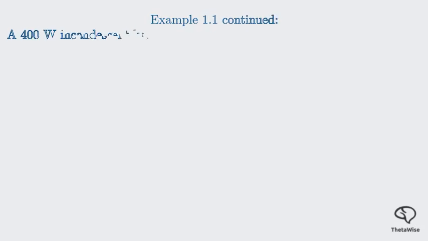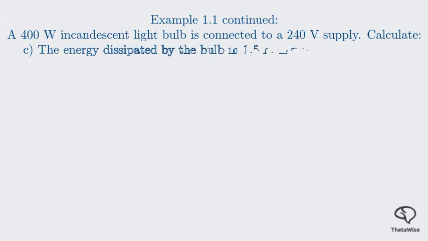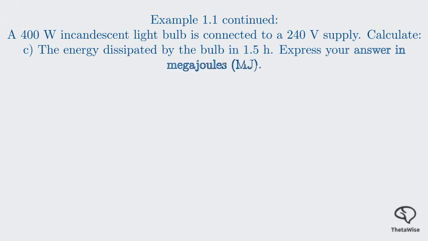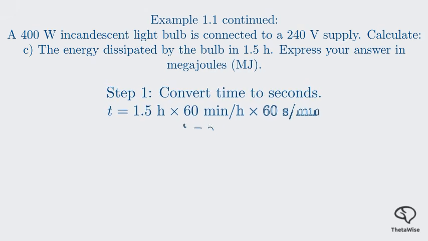Let's revisit our first example and calculate the energy dissipated. Remember the problem: a 400-watt bulb on a 240-volt supply. Now, let's calculate the energy dissipated in 1.5 hours and express the answer in megajoules. First and foremost, we must convert the time into seconds. This is a critical step in almost all electrical calculations. To convert 1.5 hours to seconds, we multiply by 60 to get minutes, and then by 60 again to get seconds. 1.5 times 60 times 60 equals 5,400 seconds.